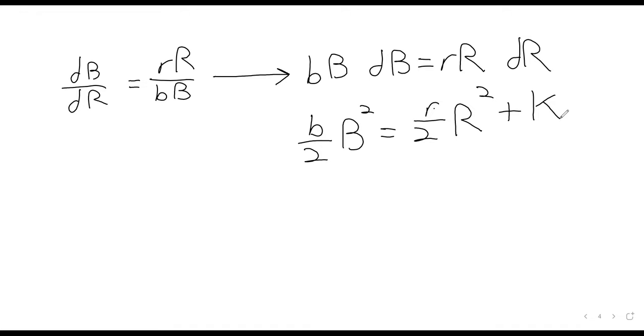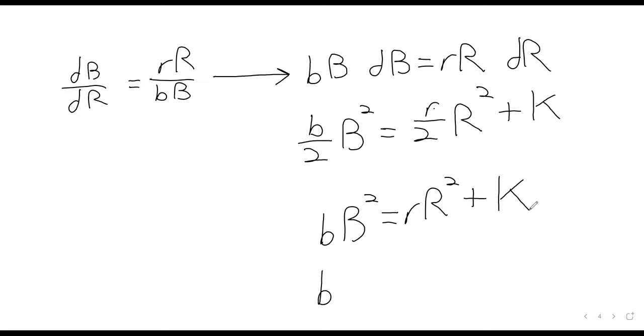We can clear those two. We can multiply both sides of this equality by two. And we remember that K is a totally arbitrary constant of integration. So twice a totally arbitrary constant is still a totally arbitrary constant. Finally, it's going to be convenient to rewrite this so that K is alone on one side of the equality.